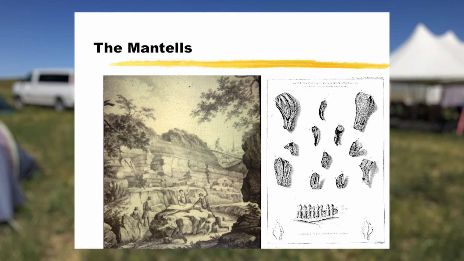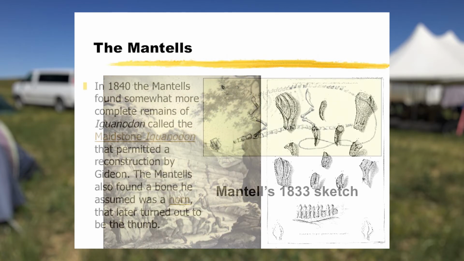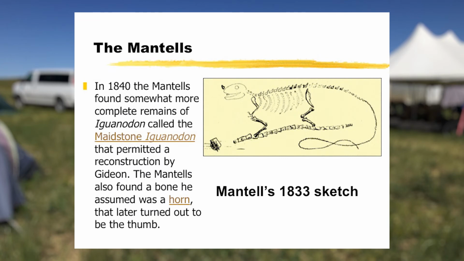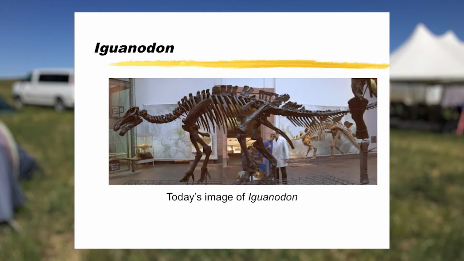Here are the things they found. A piece of jaw. In 1840, he found Iguanodon. He called it the Maidstone Iguanodon. And here are the bones that he actually found. This is the backbone. This is part of the tail. And he found this one thing that looked like a horn. It turns out that was not really a horn, it was a thumb. So he drew it wrong, and it stayed that way for a long time. Here's what the Iguanodon actually looks like. They are quite large animals, very similar to the hadrosaurs that we work on here.